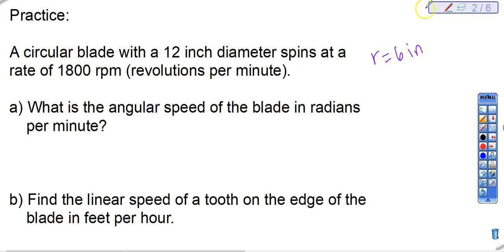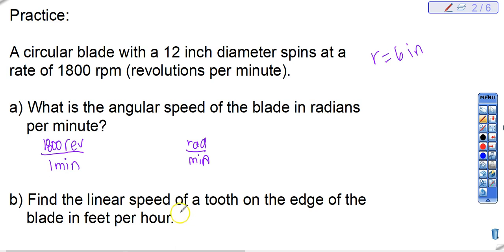So we're starting with our starting value. We were given 1800 revolutions in 1 minute. And I'm definitely going to use dimensional analysis. I can use it over and over and over again. That's what I'm given. My desired outcome is what? What do I want? What are my dimensions? Radians per minute. Okay, so that's my desired outcome. So I want to convert 1800 revs per minute into radians per minute.